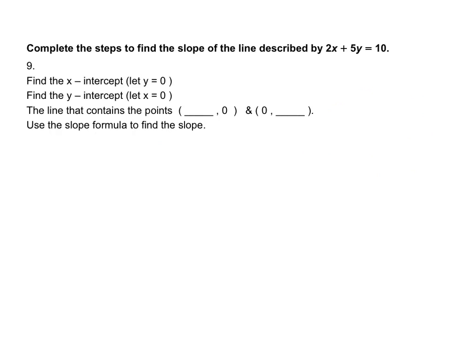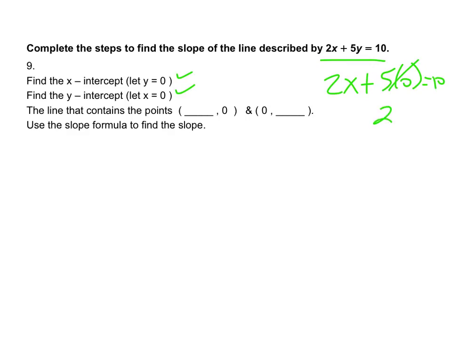Finally, on this last one, complete the steps to find the slope of the line described. So we're going to use our intercepts, using this equation. We're going to plug in 0 for y, then we're going to plug in 0 for x, and we're going to figure out these points. So now let's do this. Let's plug in 0 for y. So 2x plus 5 times 0 equals 10. This cancels out.